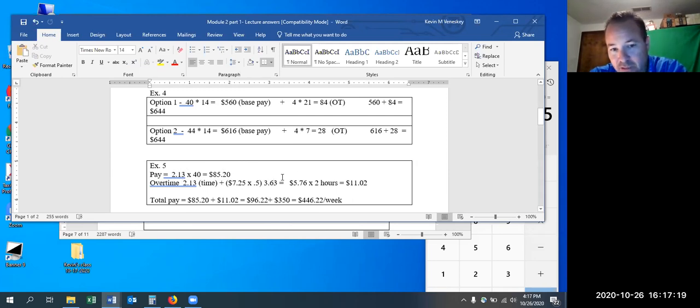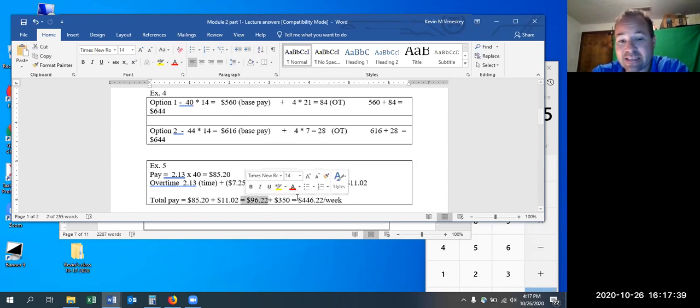So 213 plus their overtime rate is 576. So you have to pay them 576 an hour. And then you multiply it by 2 hours for the 2 hours that they worked for an extra $11. So their final pay by the employer is 96, and then tack on the 350 in tips. This is what they made per week.